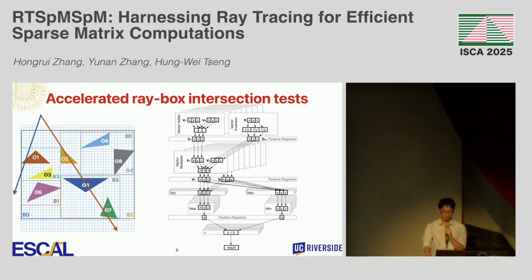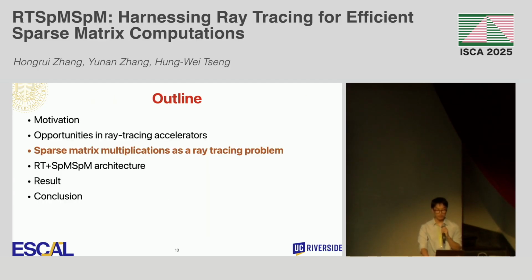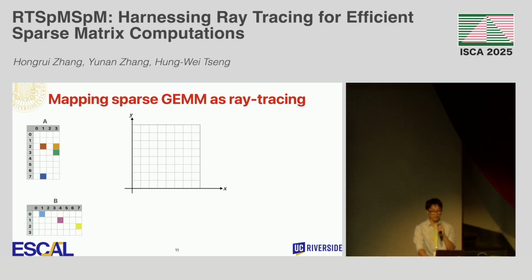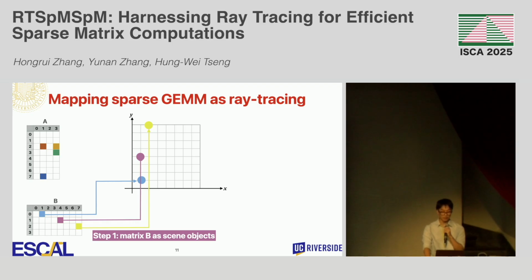As we learned the similarity between SpMSpM and ray tracing, now I'm going to show you how we can make SpMSpM a ray tracing problem. So the basic idea is to consider one input matrix as rays and the other as objects. In this example, we represent elements of matrix A as rays traversing the scene, and we treat the elements of matrix B as objects placed within the scene.